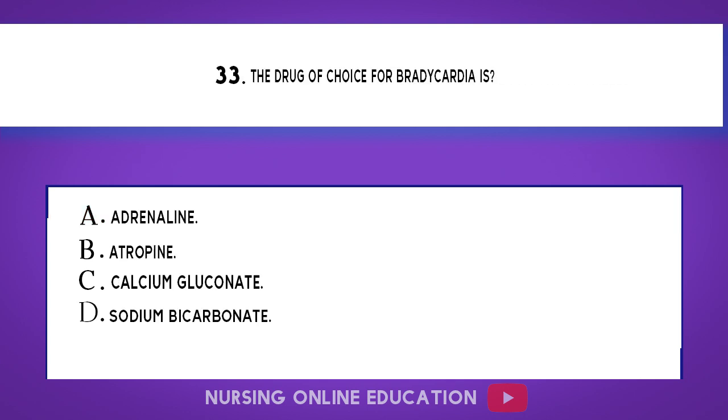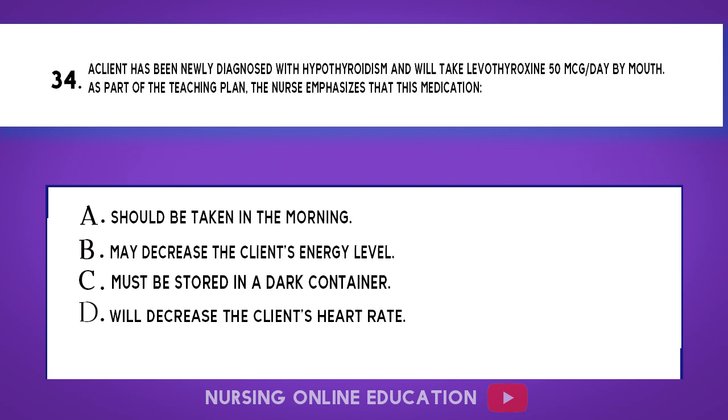33. The drug of choice for bradycardia is: A. Adrenaline, B. Atropine, C. Calcium gluconate, D. Sodium bicarbonate. The answer is option B. Atropine.